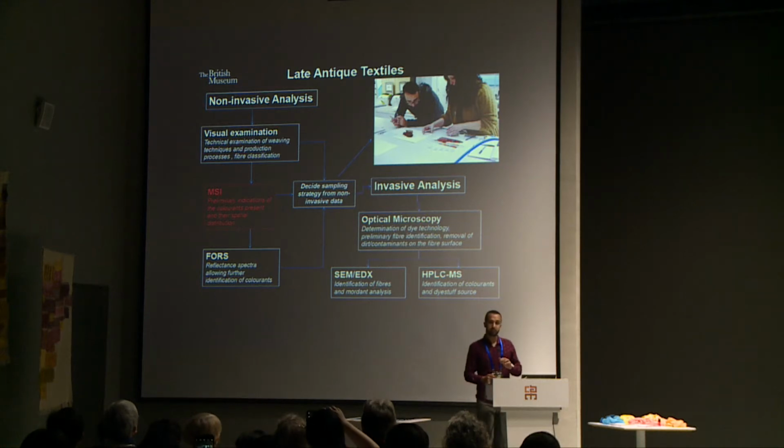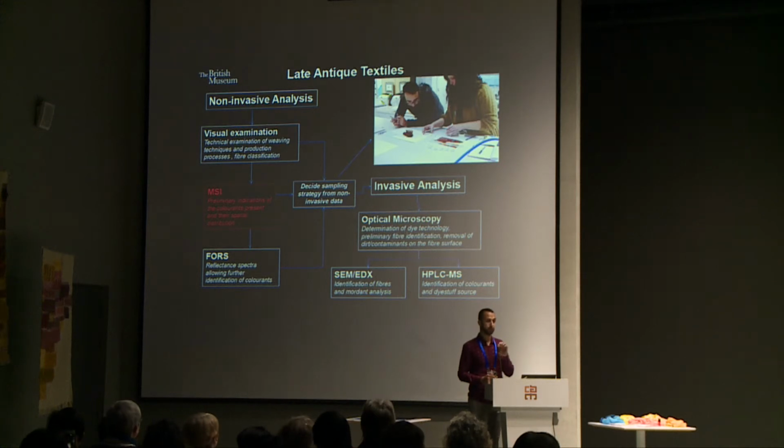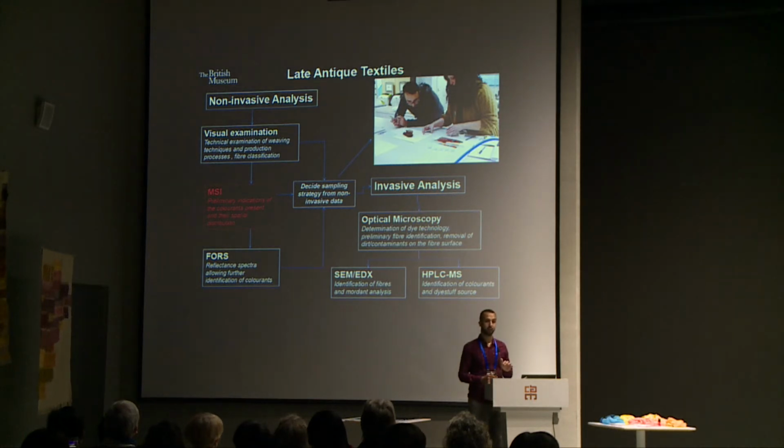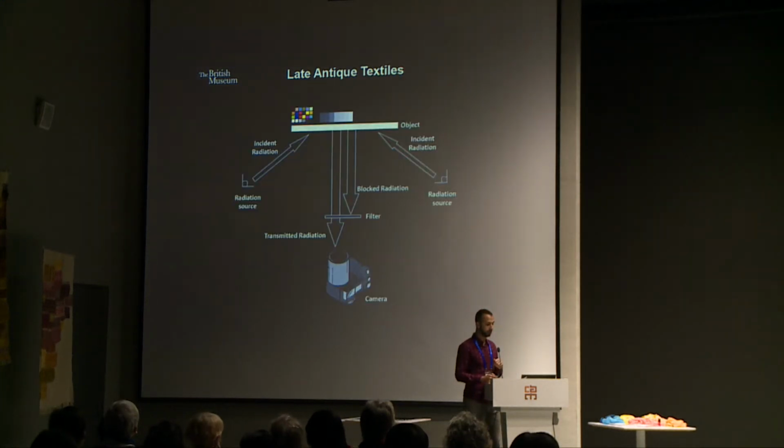So with this particular project on late antique textiles, we had the opportunity to work a little more in detail on multispectral imaging. Multispectral imaging is not a new technique. It has been applied to paintings, to polychrome sculptures, but there is not much work that has been done on textiles. So we wanted to see what the potential of the technique was in application to this type of textiles.